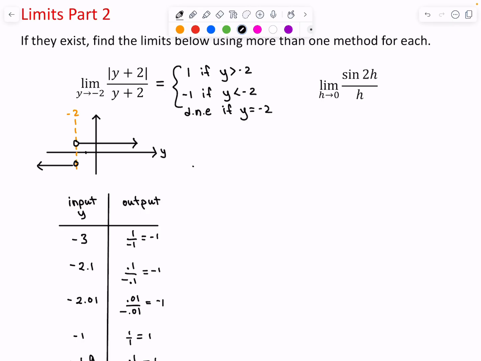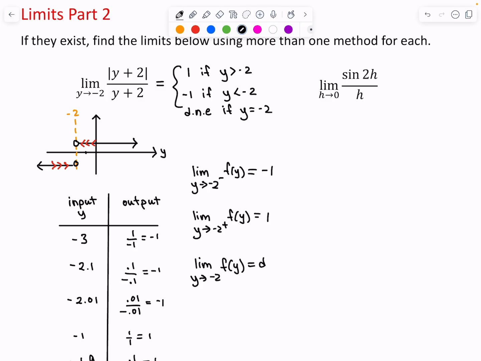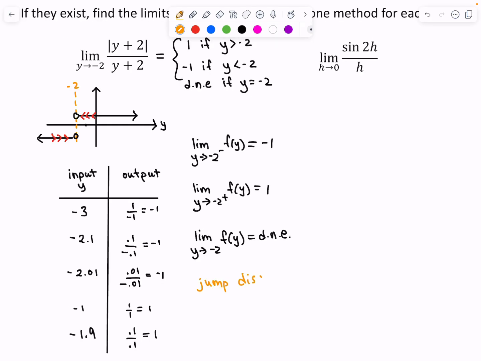This tells us that if I were to do a limit as y approaches -2 from the left of this function, I'll just say f of y, as we approach -2 from the left, the outputs are -1 and remain -1 and get closer to -1. So this limit is -1. But if I do a limit as y approaches -2 from the right of this function f of y, coming from the right, our outputs are 1, stay 1, and get closer to 1. So the limit is positive 1. These limits are not the same. So the two-sided limit as y approaches -2 of this function does not exist. In fact, we have a jump discontinuity at y equals -2.